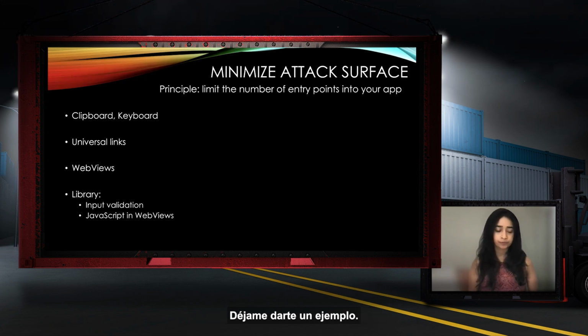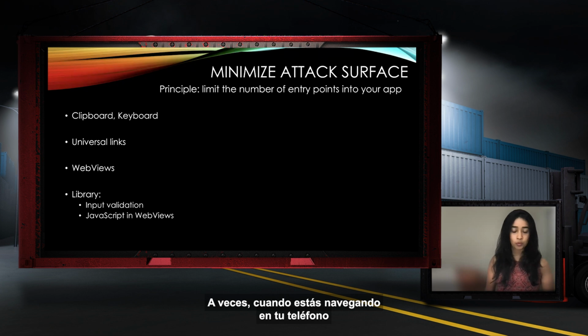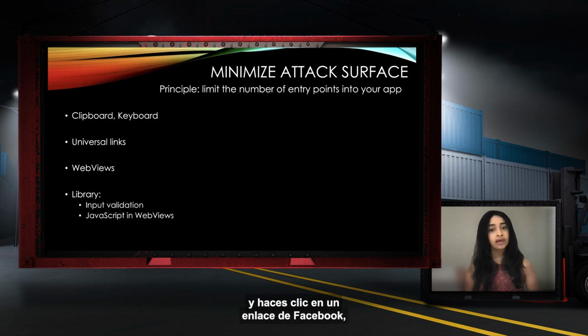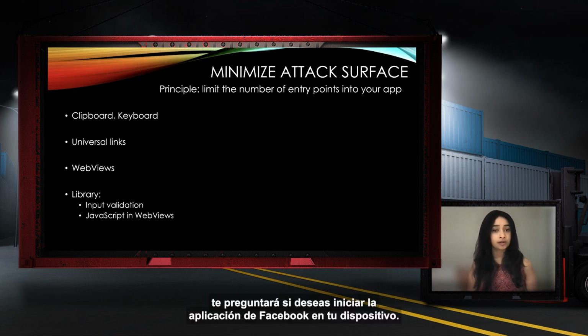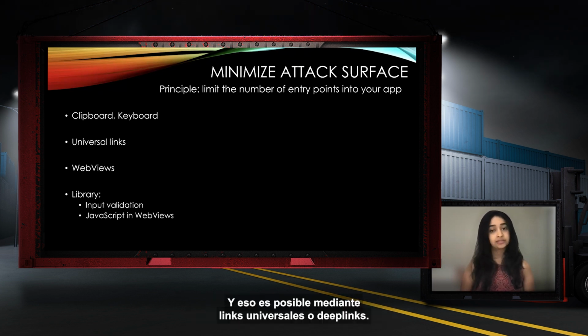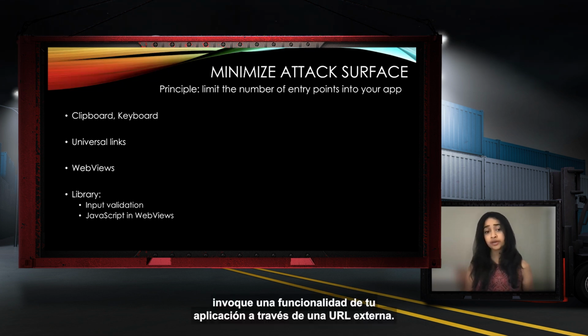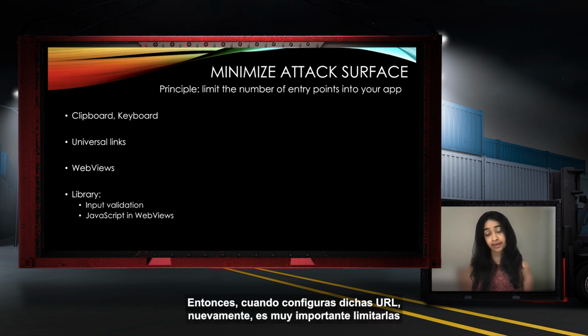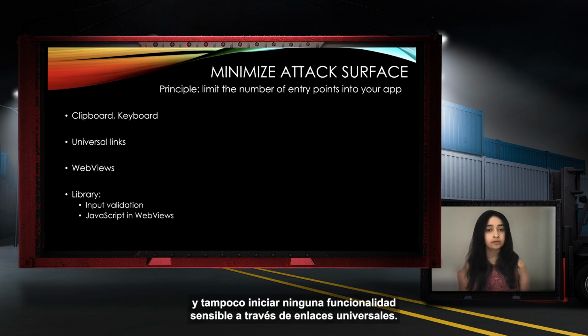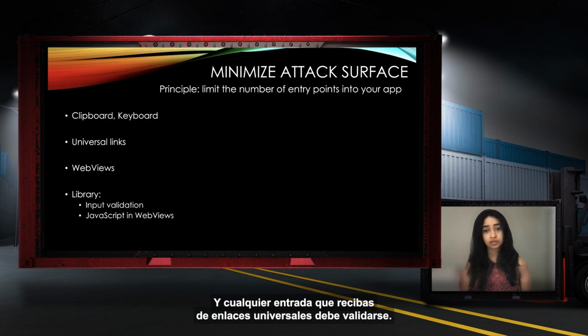Let me give you an example. Sometimes when you're browsing on your phone and you click, say, a Facebook link, it will ask you if you want to launch the Facebook app in your device. And that is possible through universal links or deep links. You basically allow another app to invoke a functionality of your application through an external URL. So when you configure such URLs, again, it's very important to limit them and also not launch any sensitive functionalities through universal links. And any input that you're receiving from universal links should be validated.